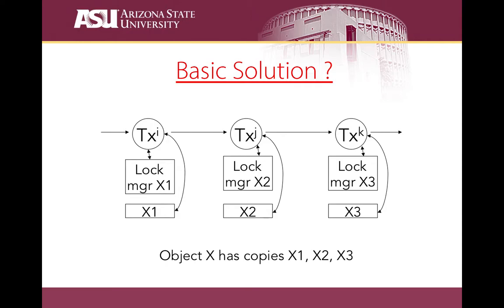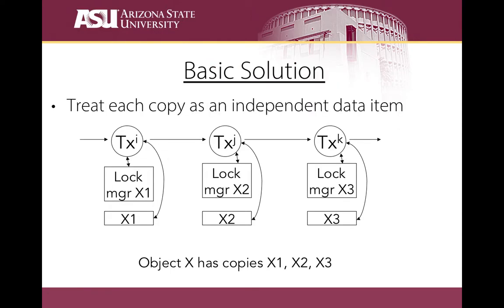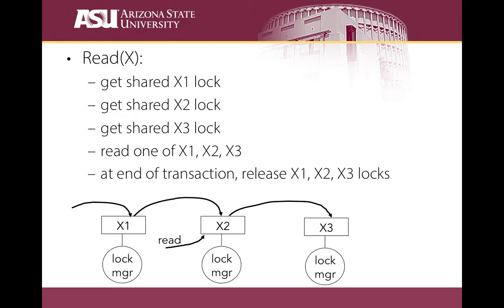And then when the transaction ends, what happens? You release the locks on all of them. This way, you ensure the database is consistent, because you apply two-phase locking and make sure each replica is locked. So you achieved consistency. But what is the problem with this, if there is a problem? And whenever you read, you can read any of them because they're all the same. Yeah, please. We need to keep the location where x1, x2, x3 are.